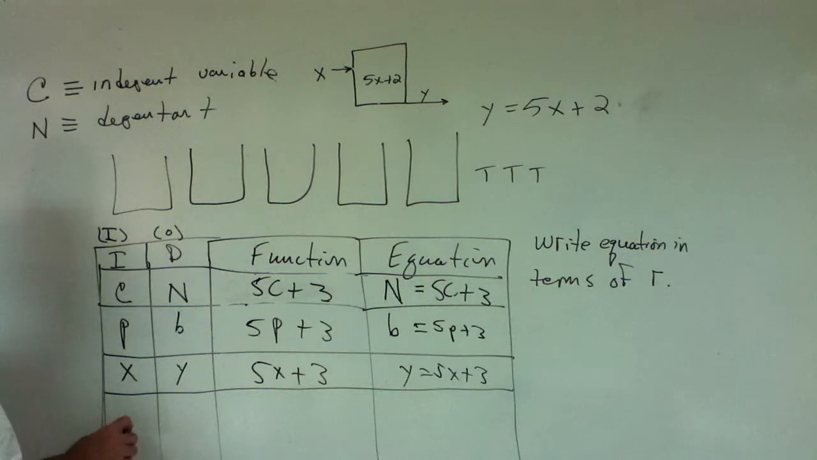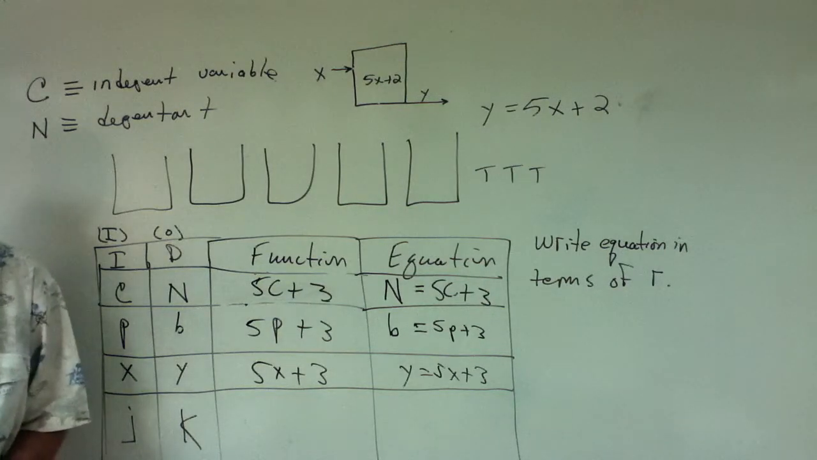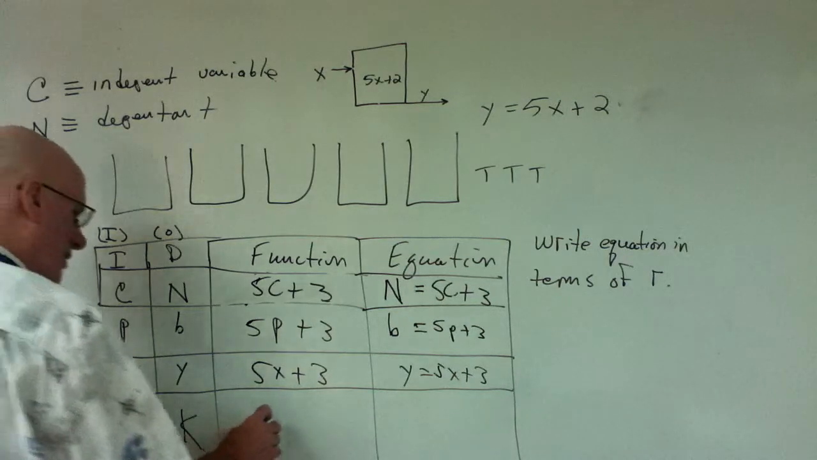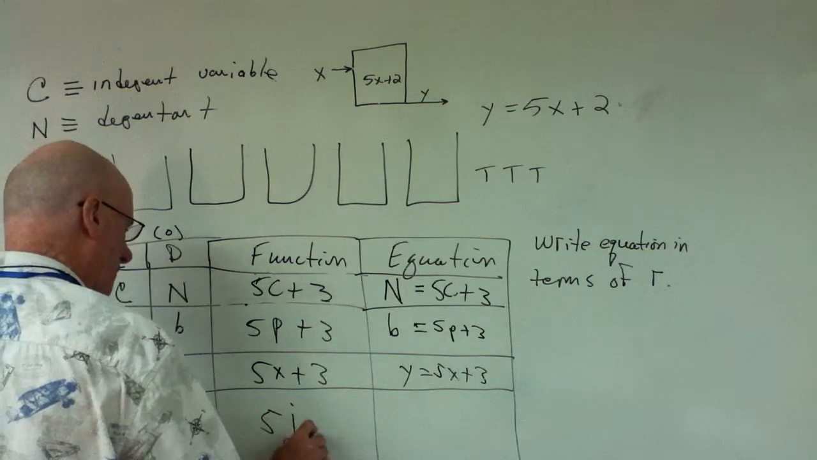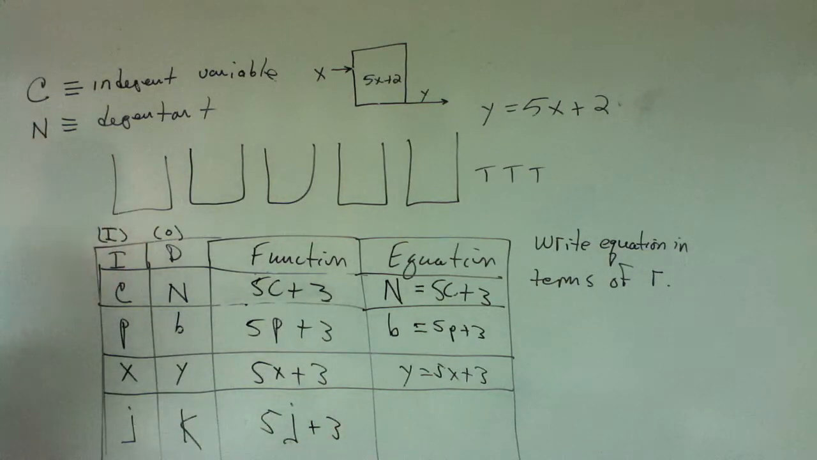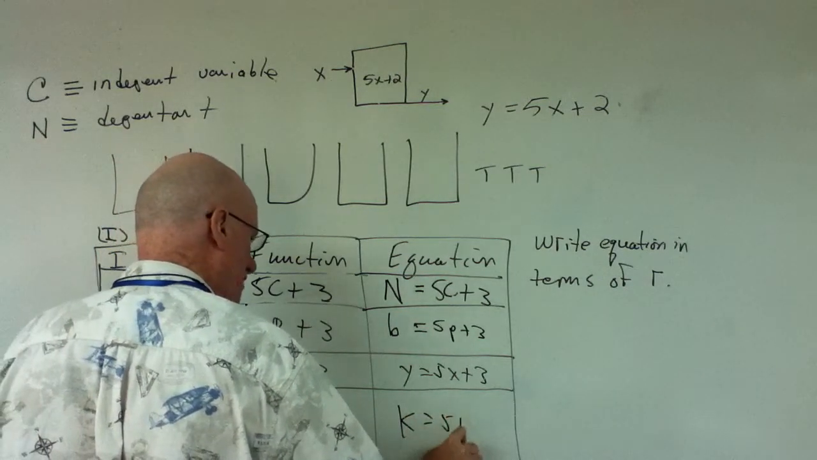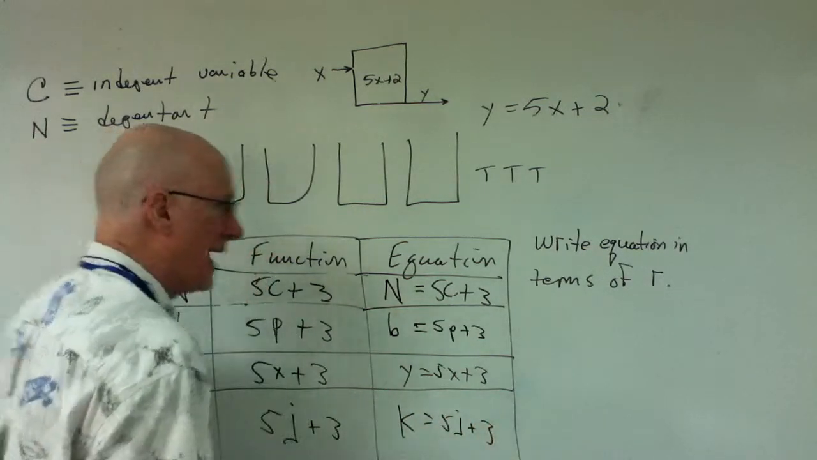So let's do one more. Let's say J and K. What's going to be the function? Yes, Nikrit. 5J plus 3. And what's the equation? K equals 5J plus 3.